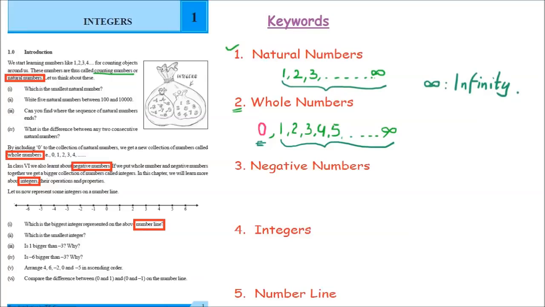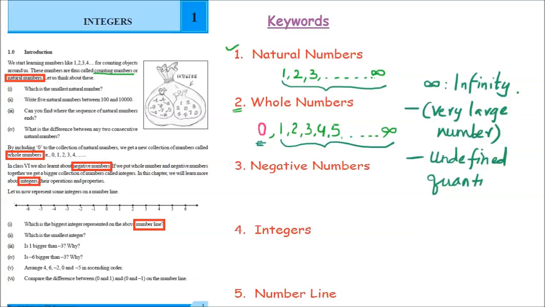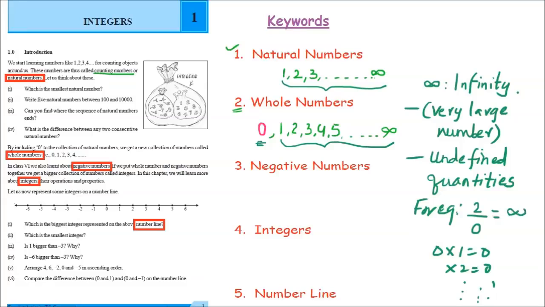This symbol is known as infinity, which is a very large number. In this context, we can say it's a very large number. It can also be used to represent undefined quantities. For example, something divided by 0. For example, 2 divided by 0. How many times? You cannot solve this because 0 times anything is 0. 0 times 1 is 0. 0 times 2 is 0. So on and so forth. So this fraction is not defined.